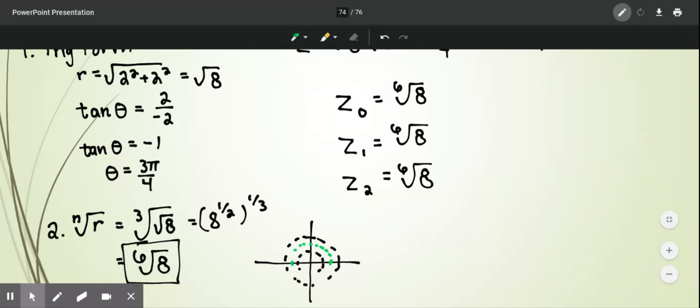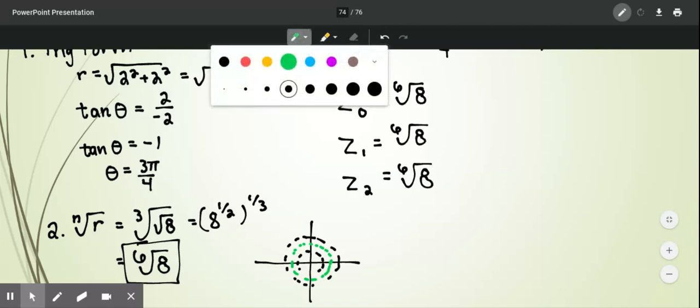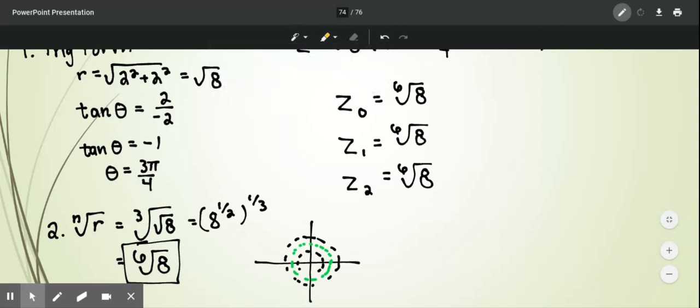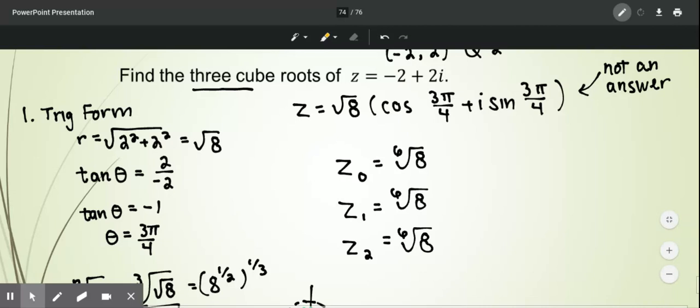So if this green circle is like our 1.5, they're all going to fall on this circle, and they have to be equally spaced out. But we have to figure out where the first one happens. So your first one, if you go back to your trig form, right, this number is at 3 pi over 4.